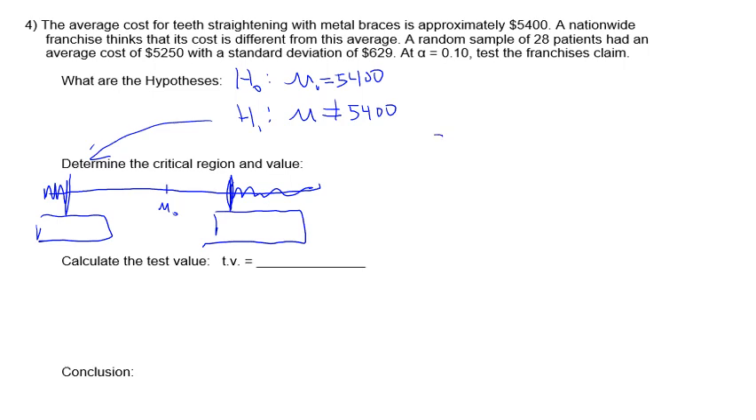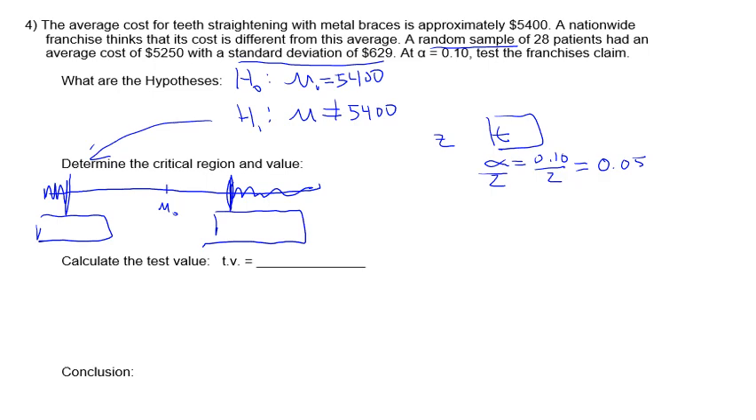Now, is this a z-score or a t-score? Looking back up at the problem, we took a random sample that had a standard deviation of 629, so it's going to be a t-score. In order to determine a t-value, we need alpha, which is 0.10. But when we look at the critical region itself, we notice that we have two tails, so we'll be dividing alpha in half. We'll actually be looking up 0.05.